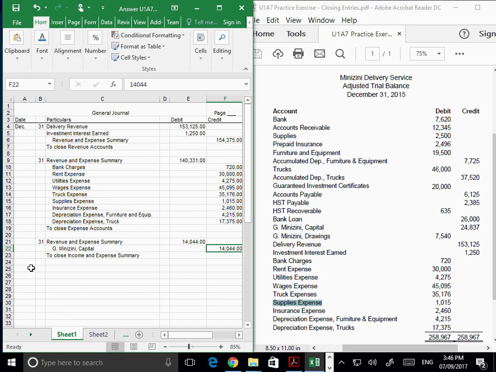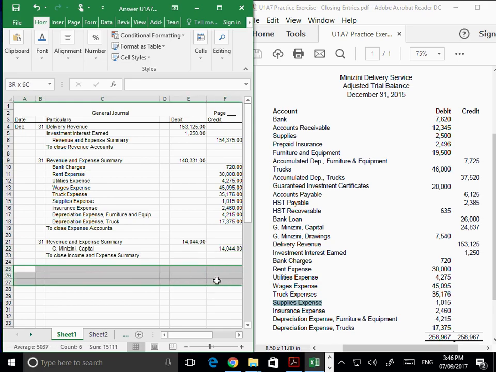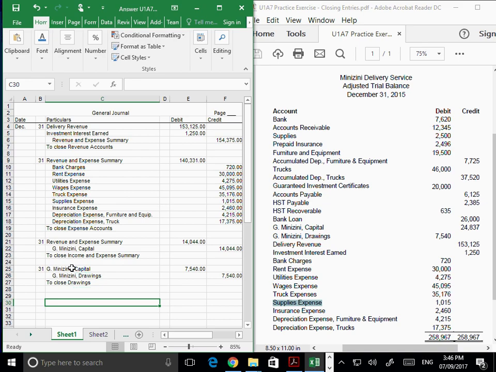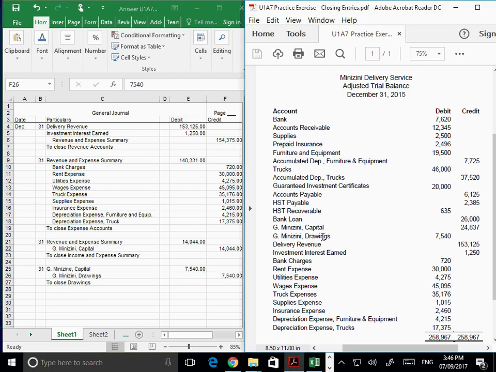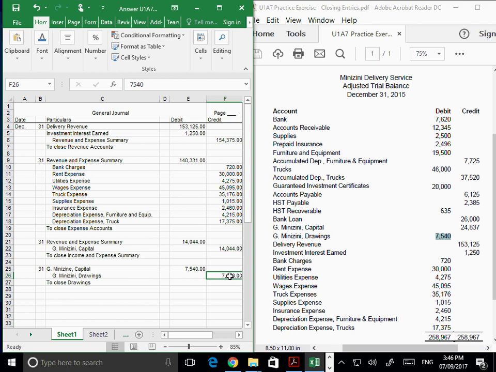The last journal entry that we're going to make is for drawings. What we'll do is we'll debit the capital for $7,540 and we'll credit the drawings account for $7,540 because the drawings account has a debit balance of $7,540. This credit here zeroes out that account and we put the amount to the capital account.